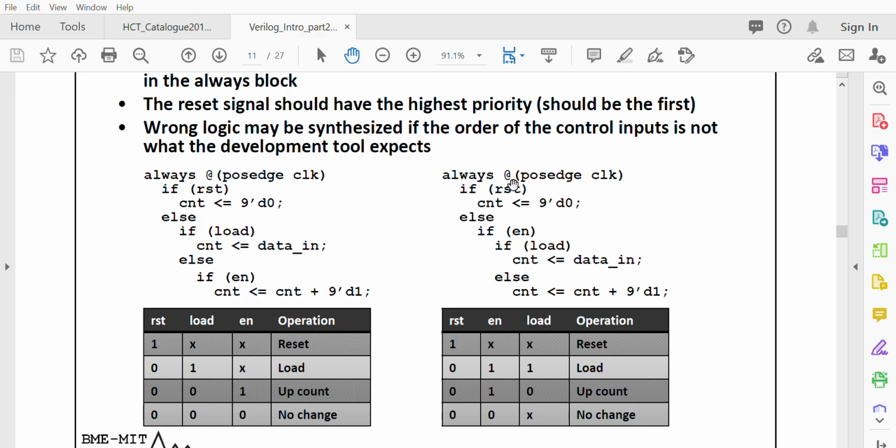In this case, reset is evaluated first, then enable, then load. Then if there is no enable, load is not going to be executed. So you can see that. This is important. If enable is not 1, then load is ignored. Like if enable is 0, load is ignored, right?